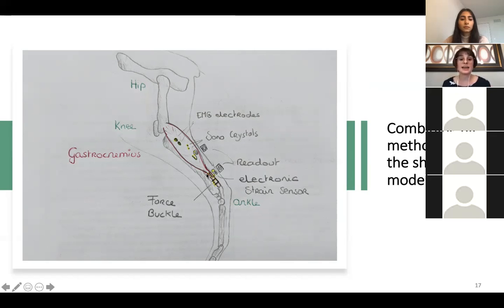And this is the nice thing about animal research, that we can do all these measurements that we would clearly not be able to do in humans. I don't think any of you would want to have such sonocrystals in your muscle. Especially the force buckle is something that we cannot do in humans because we have to dissect the muscle afterwards. So yes, that's what allows us to look at the same structure in the animals.